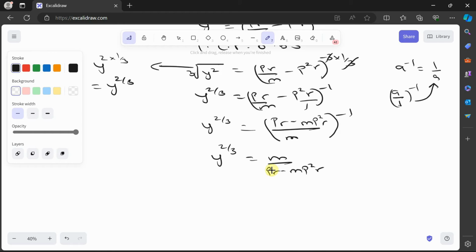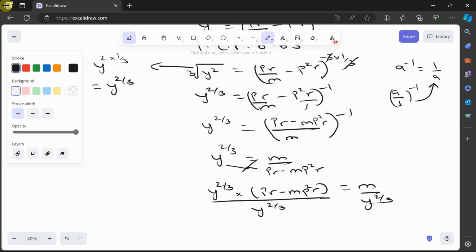So if you look at it, r is present here, r is present here, but we'll come back to that later. If I cross multiply, this is like saying y raised to the power of 2/3 times pr minus mp squared r is equal to m. I won't multiply this because I want to make r the subject of the formula, so I can divide both sides by y raised to the power of 2/3. This will cancel this. So we have pr minus mp squared r is equal to m over y raised to the power of 2/3.